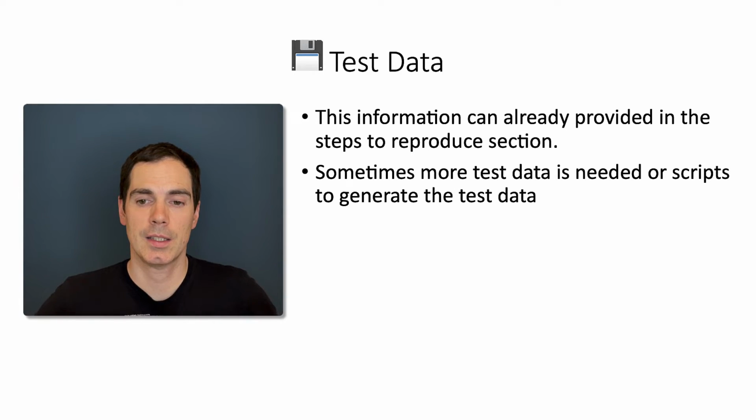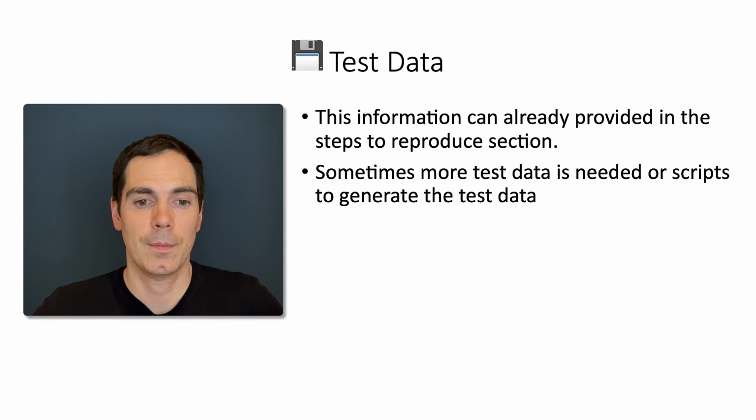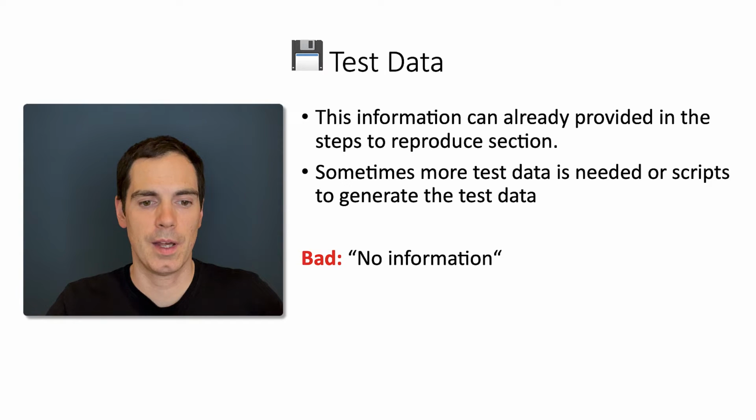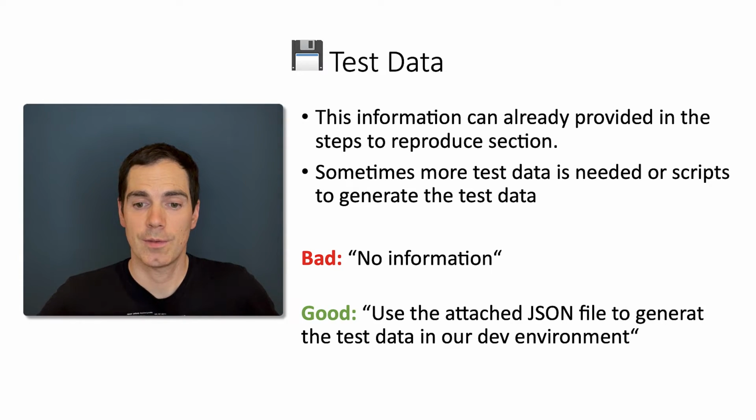Sometimes more test data is needed. So maybe there need to be scripts to generate the test data on the fly before doing the test. If this is the case, please provide the scripts that generate the test data in the bug report too. Add it as an attachment and developers can use it to generate the exact same test data that has been used. Again, no information is bad information. A good one would be: use the attached JSON file to generate the test data in our development environment.